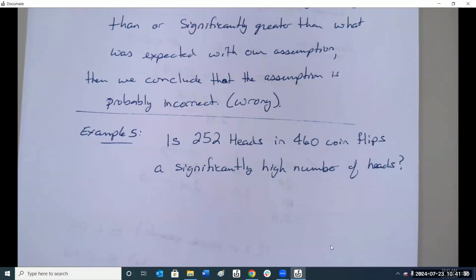So what does that mean? It's significantly high. It's significantly higher, yeah. Because it's well out of our guesstimation. Because we guessed 230, it came at 252. That's 22 numbers higher. That's a good chunk. So yeah, it's a significantly high chance.